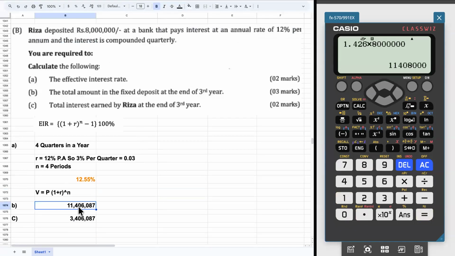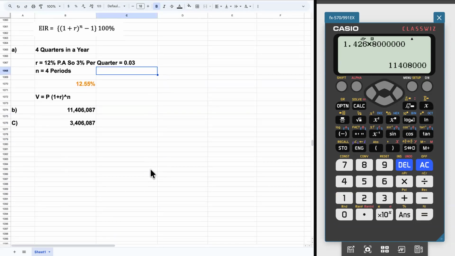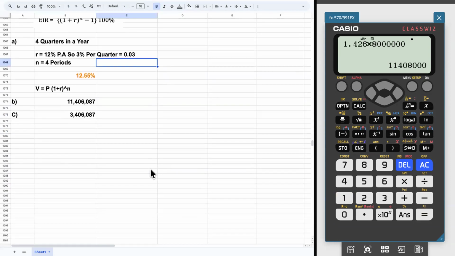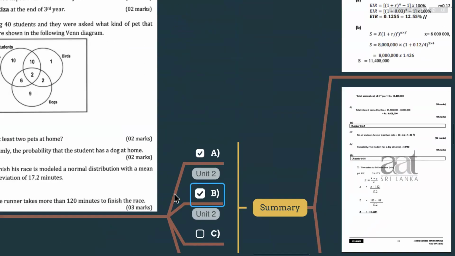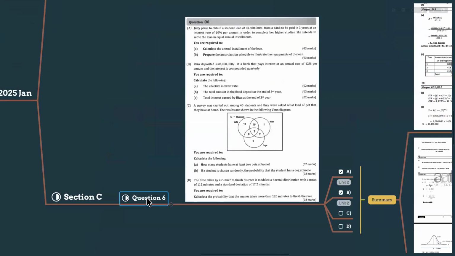But our answer is so accurate, right? They rounded off. The method is very important, not the number by number answers. They don't care whether you are calculating accurately or not, right? That's what is important here. So this is the correct answer, my dears. And let's move to the other paper also. So the A question and the B question are done.